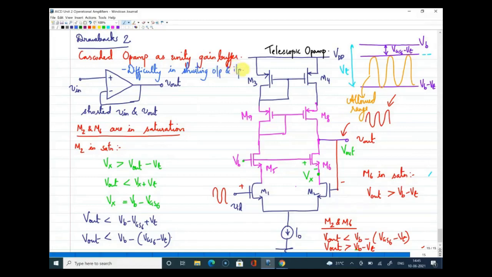I hope it is clear what I have done here. So the concluding statement for this discussion, I will write it here: cascoded op-amps are not used, or rarely used, as unity gain buffers. Again, the intention is not to say that cascoded op-amps or this telescopic op-amp is useless. That is not the intention. The intention is we cannot use it for buffers for the reason that the output swing available is very less.